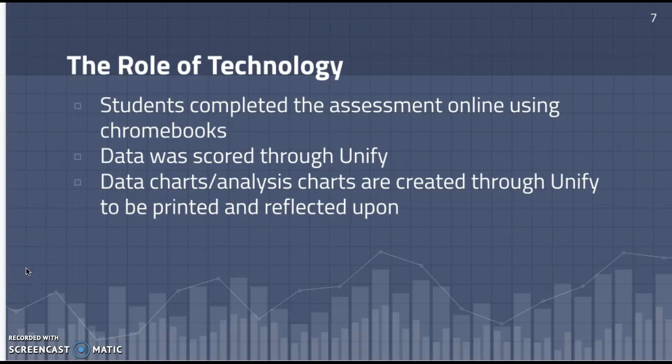You can see individual responses on different problems that they were given. So these data charts are really helpful when it comes to reflecting upon instruction and the decision making that needs to happen after the assessment has been given.